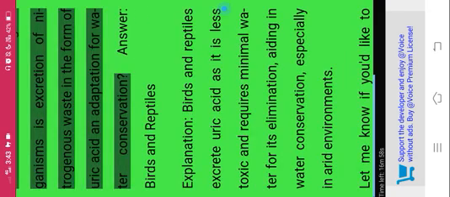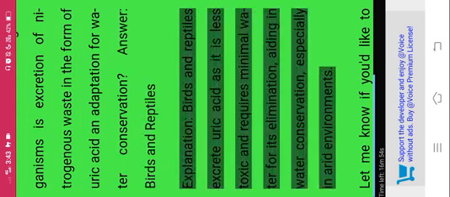3. December 2016. In which of the following organisms is excretion of nitrogenous waste in the form of uric acid an adaptation for water conservation? Answer: birds and reptiles. Explanation: birds and reptiles excrete uric acid as it is less toxic and requires minimal water for its elimination, aiding in water conservation, especially in arid environments.